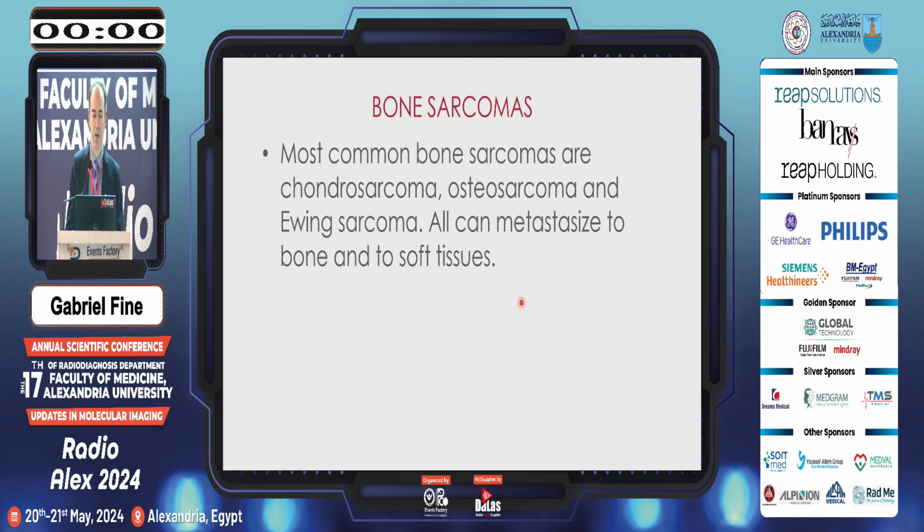Bone sarcomas, we're going to touch upon some, including chondrosarcoma, osteosarcoma, and Ewing sarcoma. And then we're going to finish this topic off. They all can metastasize to bone and soft tissues.